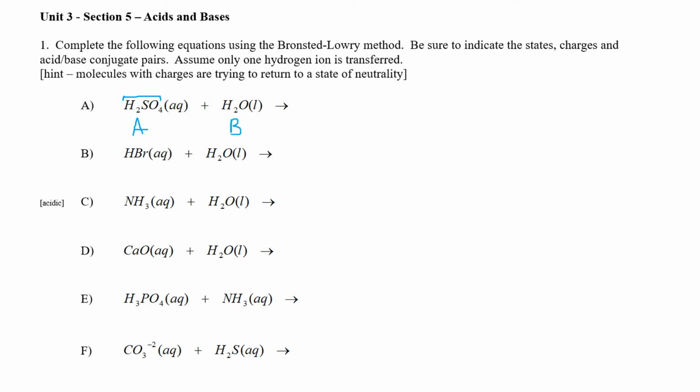Now we have to remember by definition what acids do. They give hydrogens over to the base. So we're going to move one single H plus over to water. So if H2SO4 loses one hydrogen, it is now HSO4. And if H2O gained a hydrogen, it is now H3O.